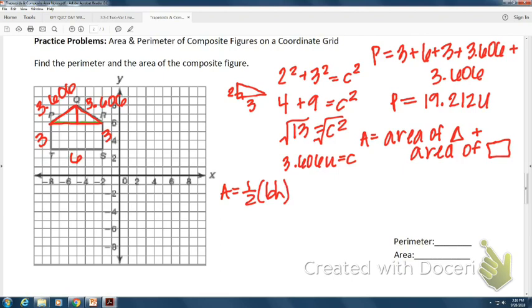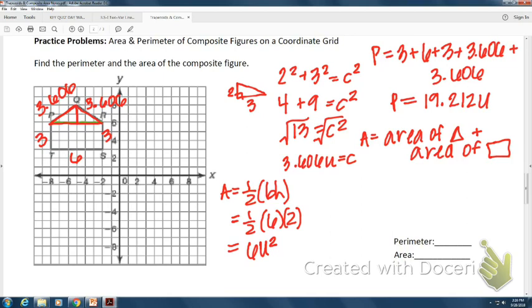What is the base of my triangle? 6. What is my height? Very good. So what is the area of my triangle? 6 what? Units what? Squared. Area squared. Always square your units for area.